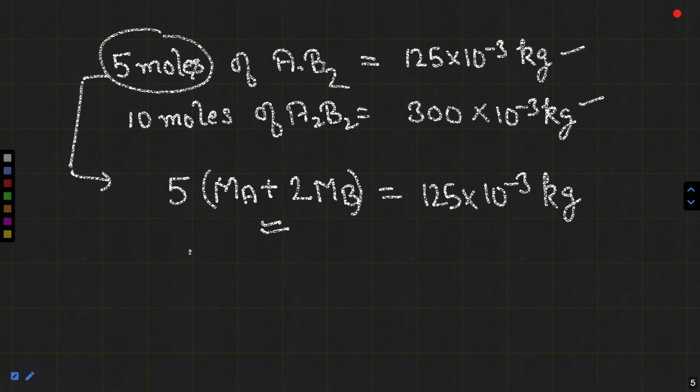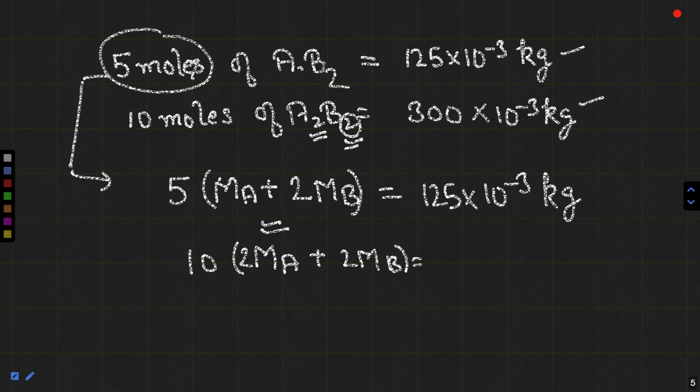Similar to that, if you apply to A2B2, you will get 2 multiplied by MA plus 2 multiplied by MB is equal to, so this 2 is coming from the coefficient, because there are 2 B's present in one A2B2 and 2 A's present in one A2B2.